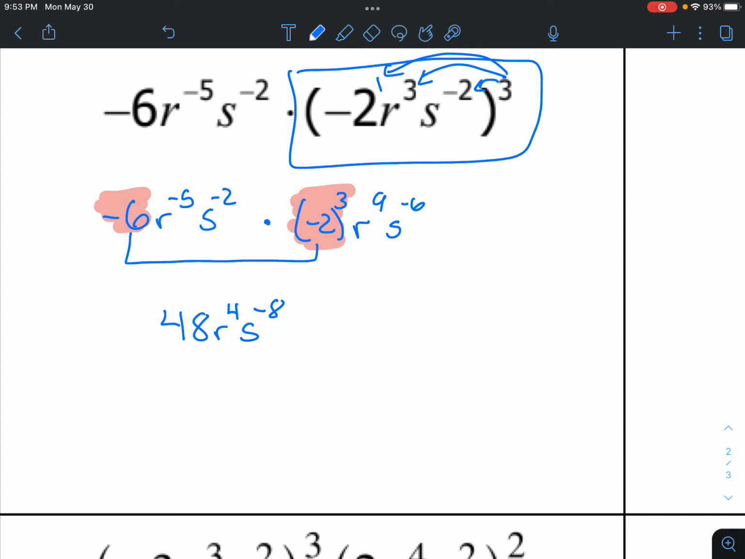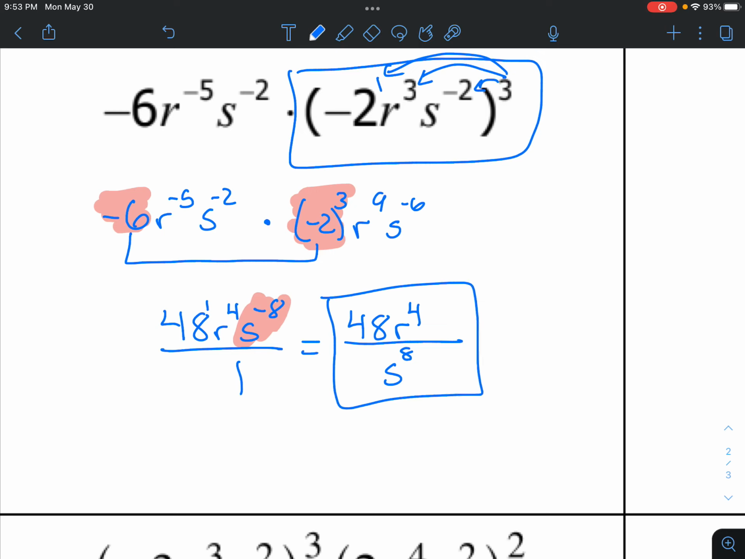Check for negative exponents, and we most definitely have one right here. So that means it's currently on top, which means it has to go to the bottom. 48 stays on the top because it's got an invisible 1, which is positive, and r to the 4th stays on the top because it's a positive exponent.